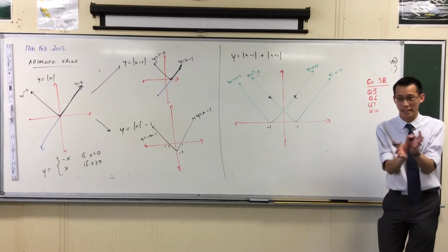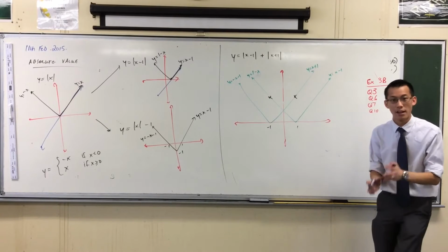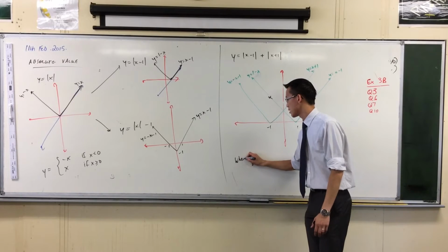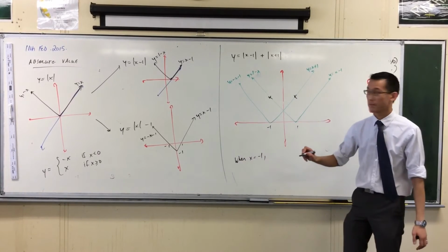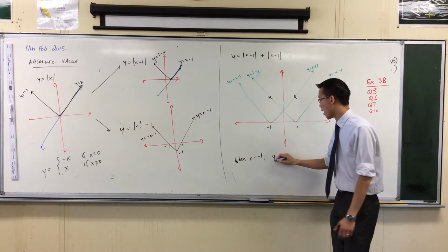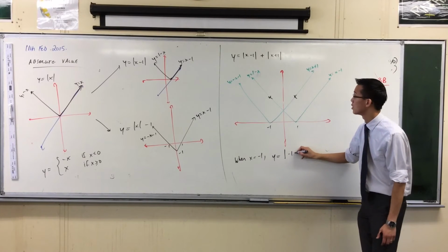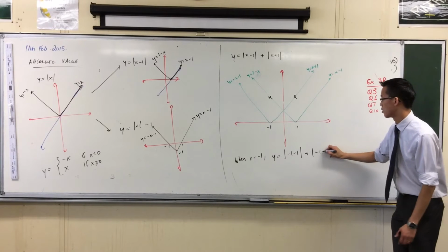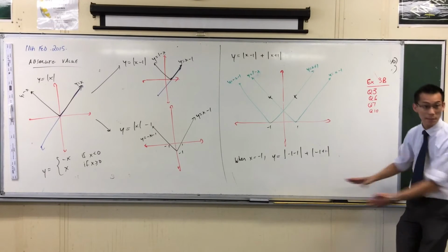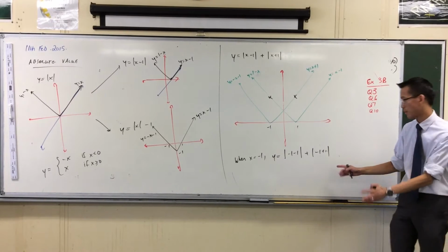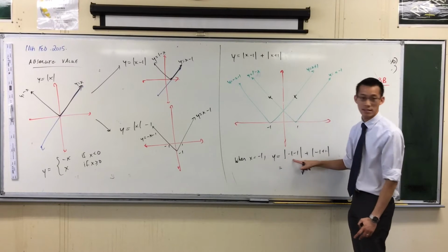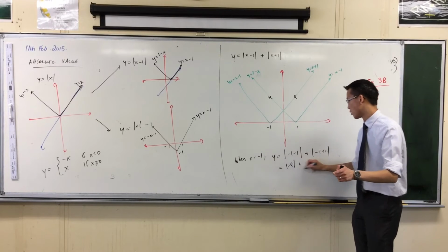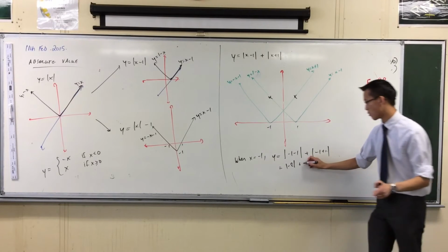Now, I'm just going to stop for a second because you're like, hold on, what just happened? Let me just verify this for you just with the numbers. When x is equal to negative 1, what's this thing? Well, y is equal to the absolute value of negative 1 minus 1 plus the absolute value of negative 1 plus 1. See that? I've just substituted in negative 1. That's all I'm doing. So what happens here? What's inside the absolute value? Minus 2. Negative 2. What's inside this absolute value? 0.